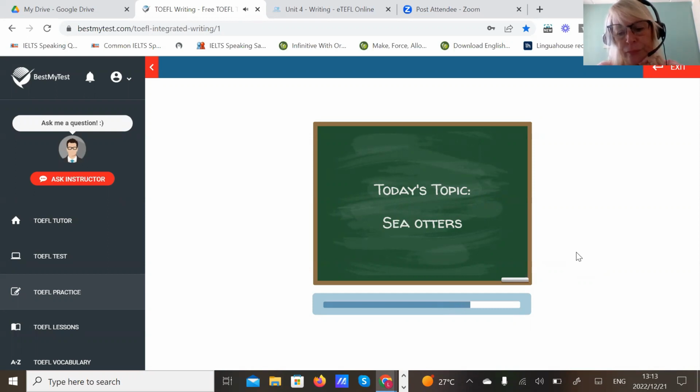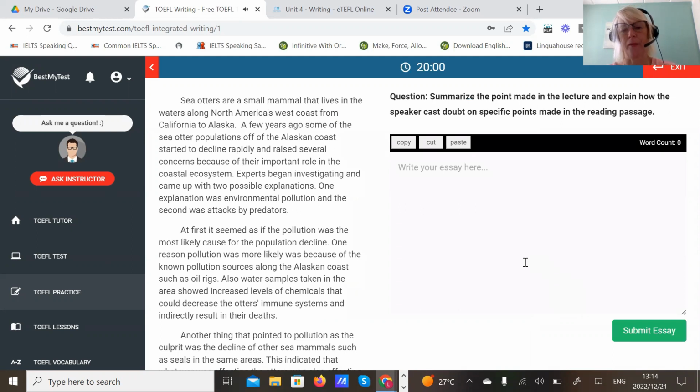And finally, predation is a more likely reason for the uneven pattern of otter decline. Otters in locations that are more accessible to orcas are more likely to be hunted. This is supported by the stable population of otters in shallow rocky locations where orcas can't access. Summarize the points made in the lecture, being sure to explain how they respond to the specific arguments made in the reading passage.